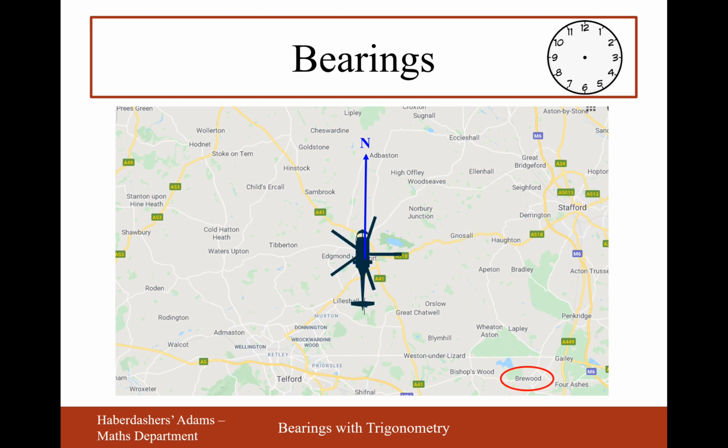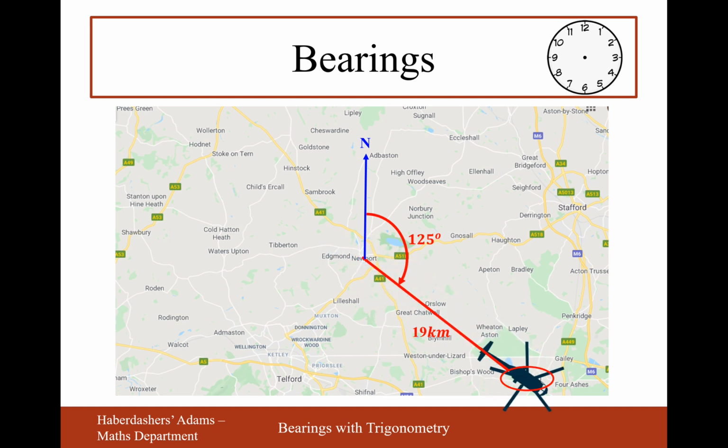Perfect. What about Bridgnorth then? Well, the helicopter pilot would have to pretend that they were starting from a position of north, and then they would rotate around 125 degrees and then travel for 19 kilometers to get to Bridgnorth. So turn around that 125 and then fly for 19 kilometers.